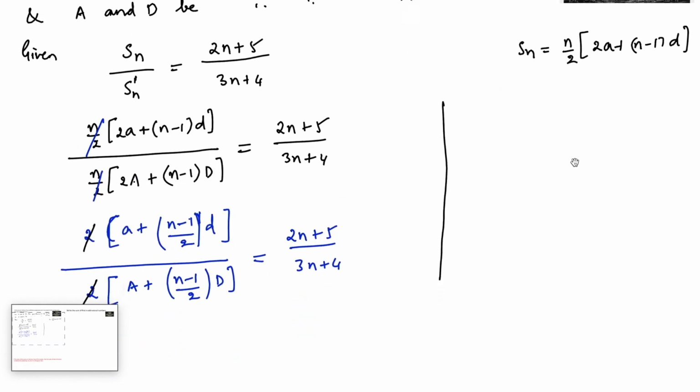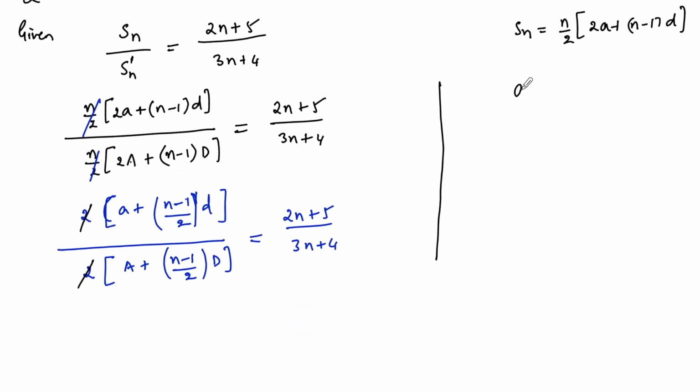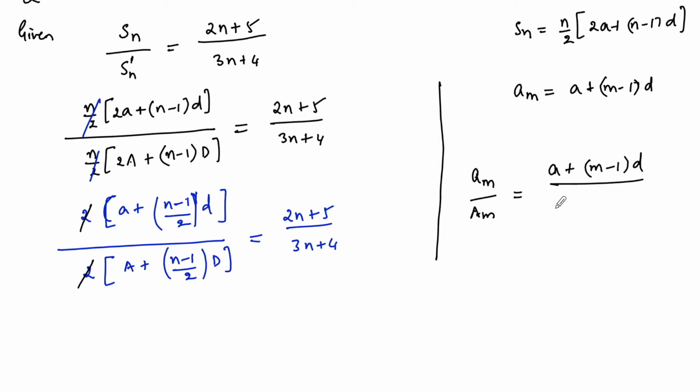Let us consider that we need to find the ratio of their nth terms. We know that the nth term is equal to a plus n minus 1 into d. It's a general term. So the ratio of their mth terms, let us write a_m and capital A_m, is equal to a plus m minus 1 into d upon capital A plus m minus 1 into capital D.